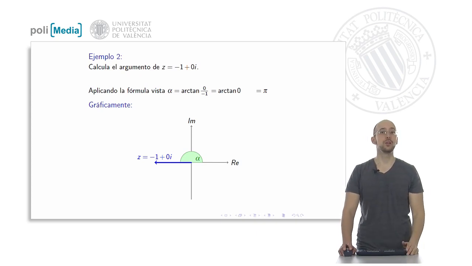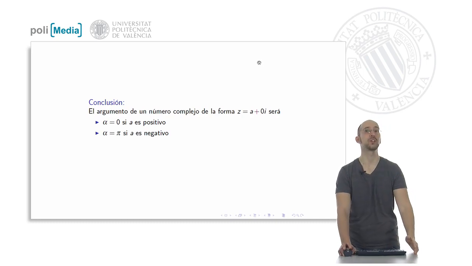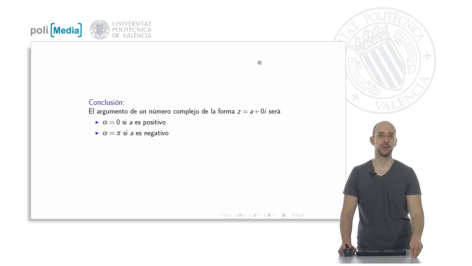Well then, as a conclusion, we can deduce the following. If we have complex numbers of the form a plus 0i, actually the value of a doesn't matter to me. For a plus 0i, the argument would be 0 if a is positive, or pi if a is negative. So we are going to save ourselves many times calculating the arguments of this type of complex numbers, which actually, if we look at it, since the imaginary part is 0, they are real numbers.